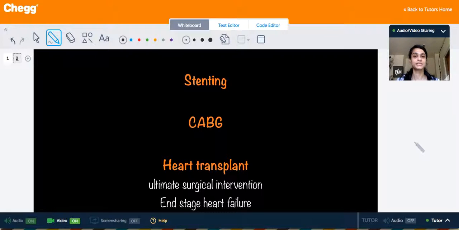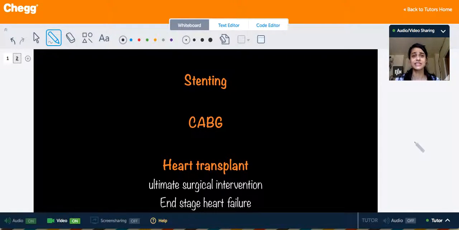CABG stands for coronary artery bypass grafting, and this is a pretty major surgery that involves grafting an artery or a vein from another part of the body and using it to bypass an already blocked coronary artery. So instead of putting a stent in, you take a blood vessel from another part of the body where it won't really make a difference if it is taken. Mostly veins from the lower limb, or arteries like the internal mammary artery, are used to graft around the blocked coronary artery.